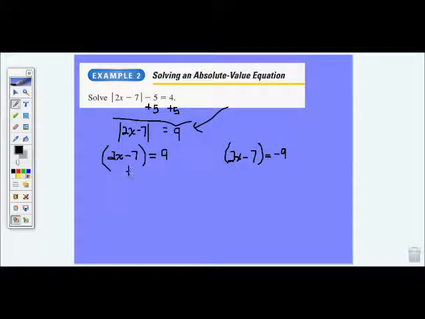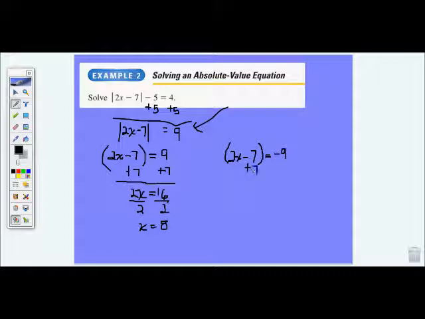So solving the same way we have been. Balanced equation, adding 7 to both sides gives me 2x equals 16 as a possible solution. Solving for a single variable, divide both sides by 2. You're going to get x could equal 8.